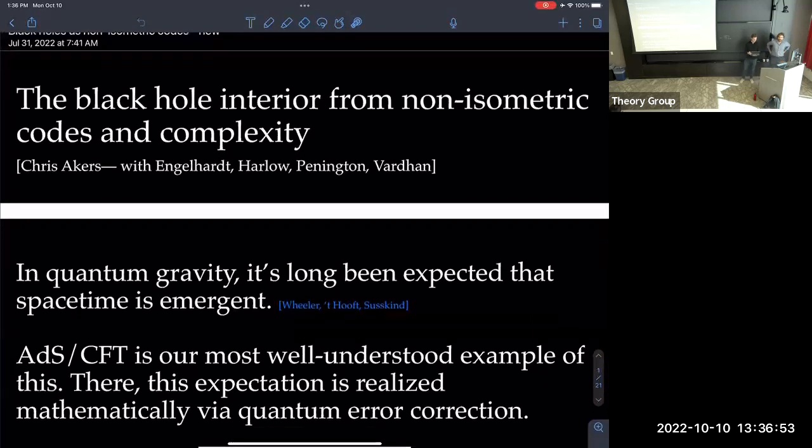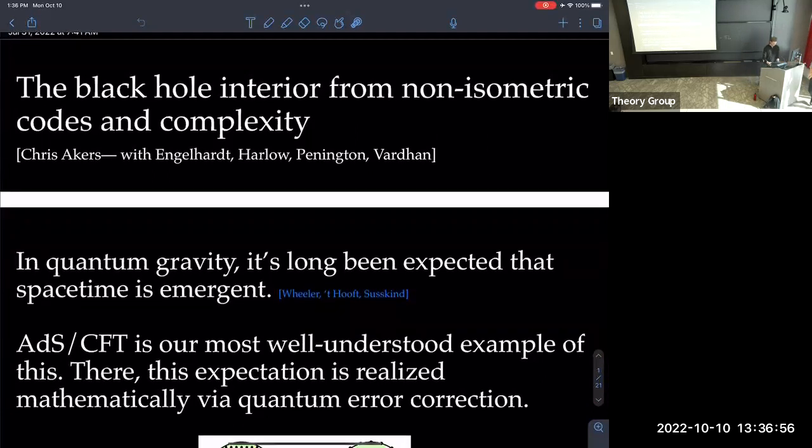Okay, so we're very happy to have Chris Akers today. He'll be telling us about some work he's been doing with Ned Engelhardt, Dan Harlow, Pennington and Varden on black hole interior from non-isometric codes and complexity. Thanks so much. Thank you.